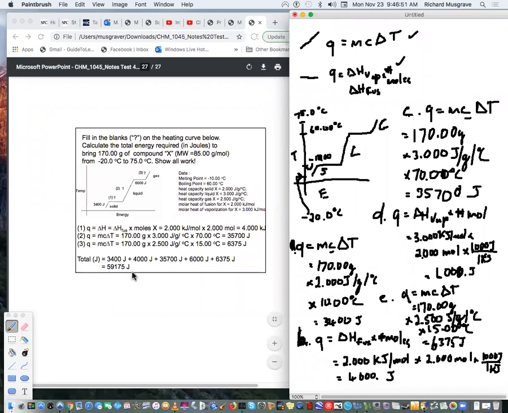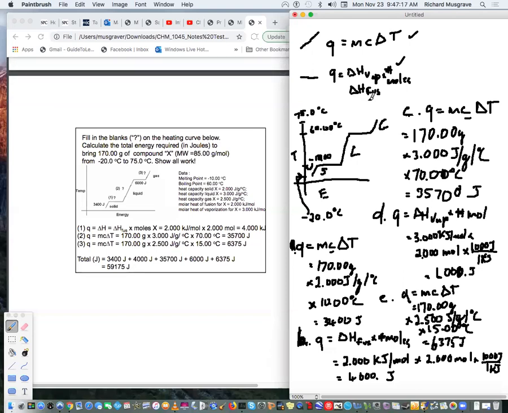Does anybody have any questions about any of this? So for this type of problem, what you're doing is Q equals MC delta T for the upward slopes, and then Q equals change in heat of vaporization, or heat of fusion, times moles for the flatter parts. And we're using that to figure out the joules for each of the parts of the graph and then add them together to get the answer. That's right. All right, I got it.